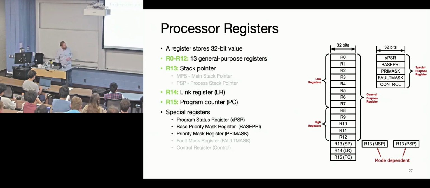That is mode dependent. The other group is the special purpose registers. These hold the state of the core: things like what the ALU flags are, what interrupts are active, what the base priority is, and if there are faults. We will touch on these, especially when we talk about interrupts and ALU flags. But mostly you just need to know that there are 16 32-bit registers in the core.